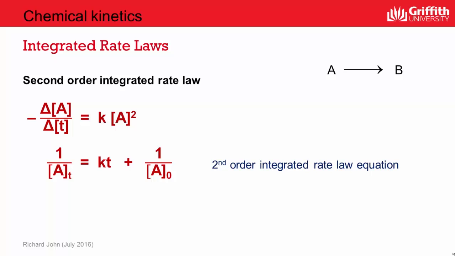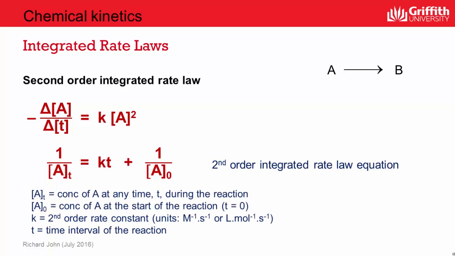Again, in chemistry, the mathematical derivation of this expression is less important than the ability to understand and apply this equation. The terms in this equation have the same meaning as in the previous example, except that the rate constant k in this case is known as the second order rate constant and has units of molarity to the -1, seconds to the -1, or litres per mole per second.